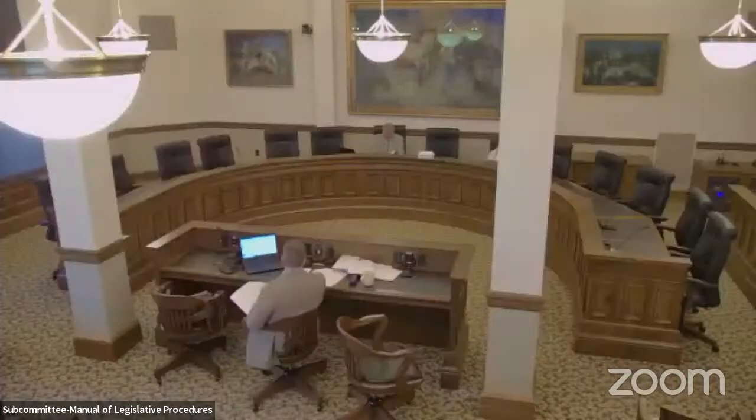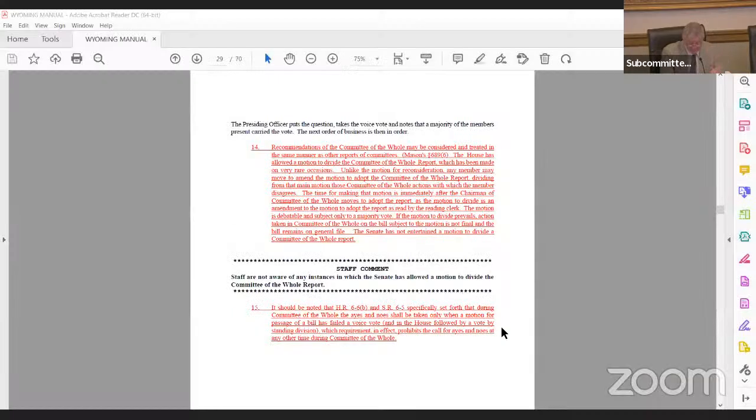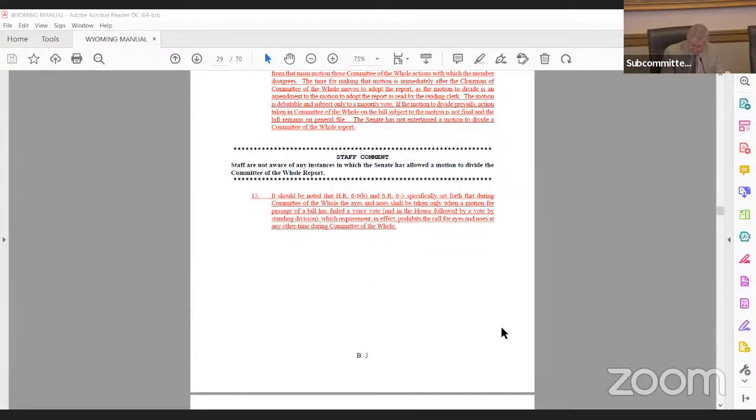Okay, Mr. Chairman, I'm on Appendix B3, Paragraph 15. It's a new one, and what we're doing here really is interpreting what your rules provide, and that the ayes and noes shall only be taken when a motion for passage has failed. And we note there that that in effect prohibits the calling for ayes and noes at any other time during committee of the whole. And I think, Mr. Chairman, on that, Senator Rothfuss.